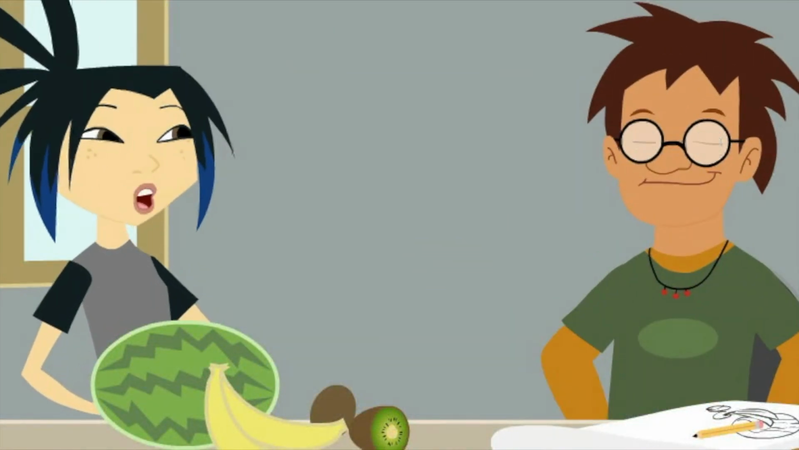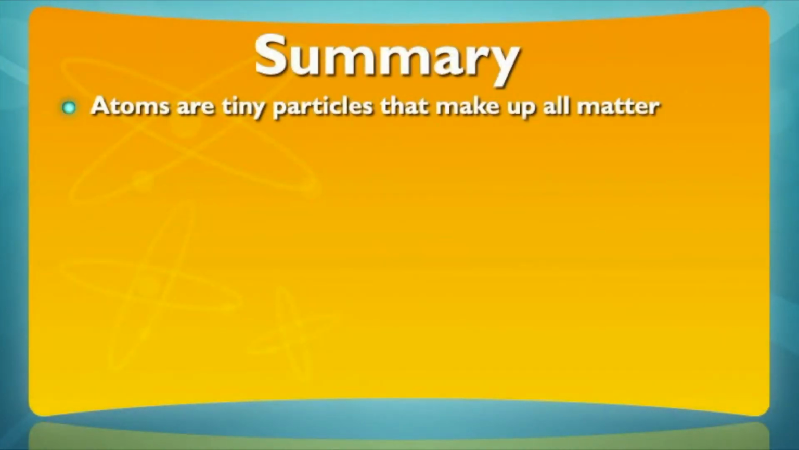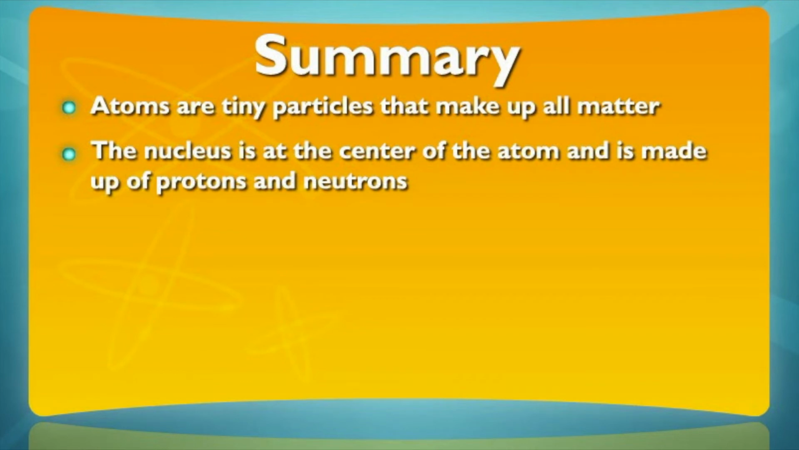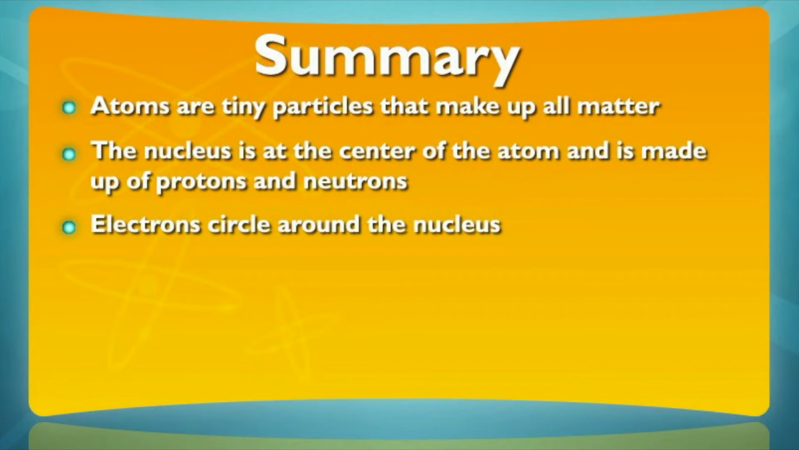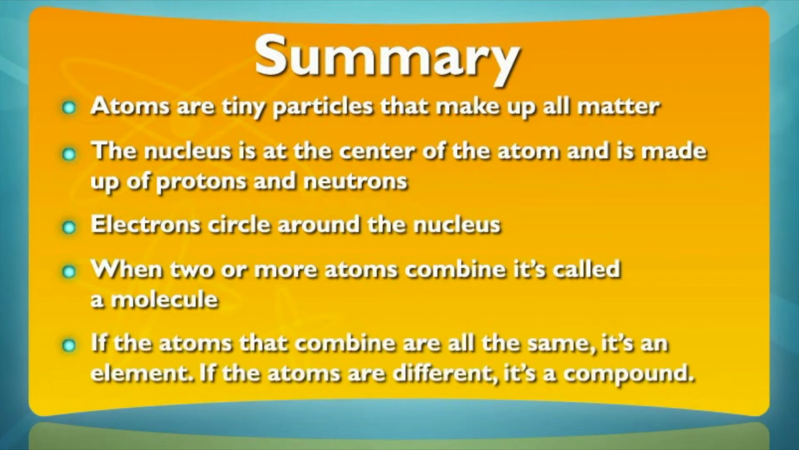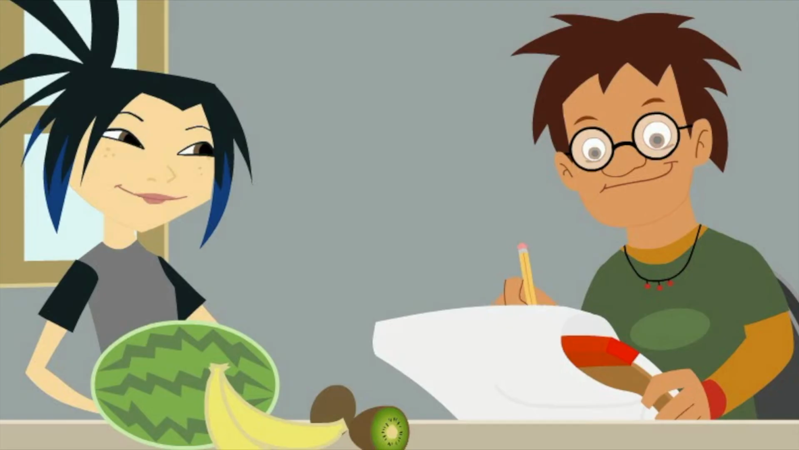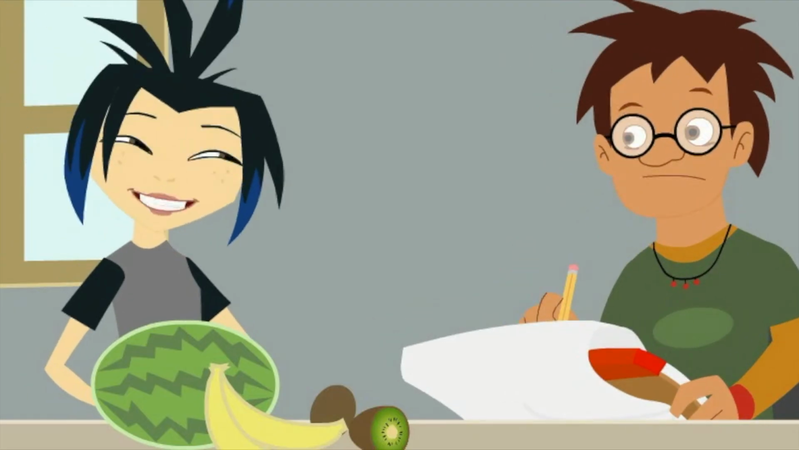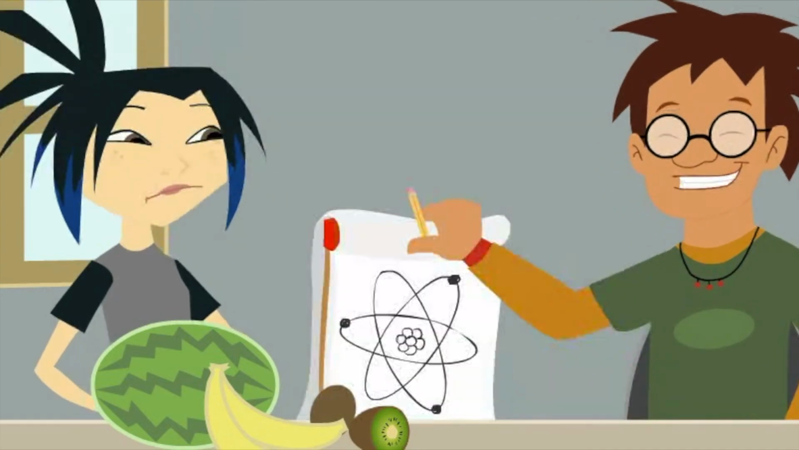It's true. Atoms are amazing. Seriously, all matter is made up of these tiny particles called atoms. We can't see them unless we use a super strong microscope. There's the nucleus at the center made up of protons and neutrons. Then there are the electrons that circle around the outside of the nucleus. When 2 or more atoms combine, it's called a molecule. If the atoms that combine are all the same, it's an element. If the atoms are different, it's a compound. So, Sam, still think atoms don't count? They count all right. Atoms are a work of art.